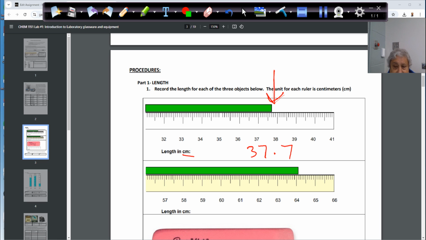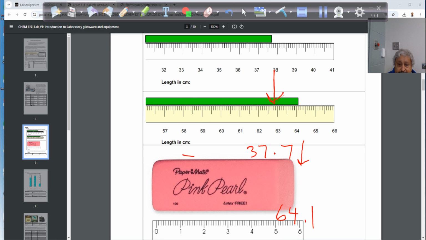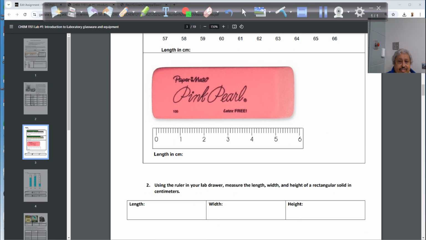So you come to the second one. The second one is here. Is how much? You can see 64. How much is it? 64 point what? 64.1. Okay, how about the eraser here? Take this one out. How much is this one here? 1.6.